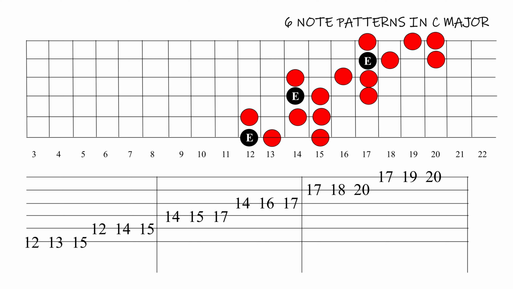So we'll have 12, 13, 15 on the low E, 12, 14, 15 on your A. Then you're going to move that shape ahead again, down 2 frets to 14, 15, 17 on your D, 14, 16, 17 on your G. Move it ahead 3 frets to 17, 18, 20 on your B, and 17, 19, 20 on your high E. And this is what this looks like on your guitar.